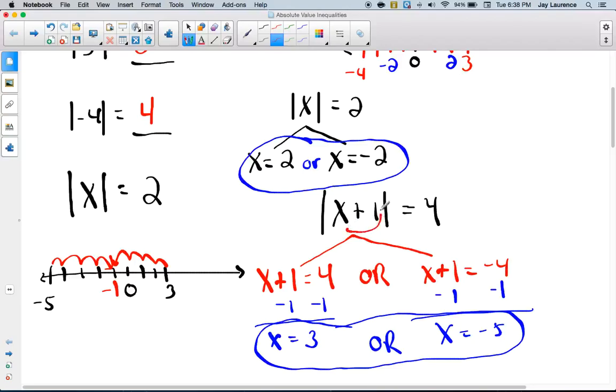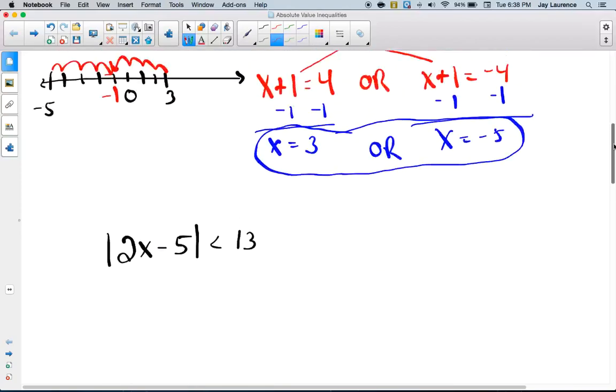And I knew that ahead of time because what makes that equal to 0? X plus 1 equals 0. Well, if I solve for x, I get x equals -1. So my center is actually at -1. So I was asking what two numbers, or what numbers, are a distance of 4 spaces away from -1. That's what that one is asking me to do.